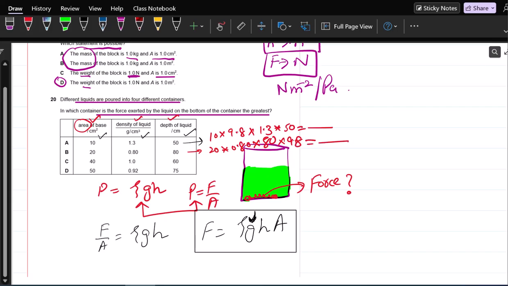You will get one answer. So you can use a calculator. If you multiply this bigger value of area, 50, with this density, and here depth is also greater, 75, and you multiply 9.8, you will get the force greater here. Means if area is greater, depth will be greater, density will be there. So if you multiply these options, you get the greatest force here. So D is right. Actually, we are going to use this expression.